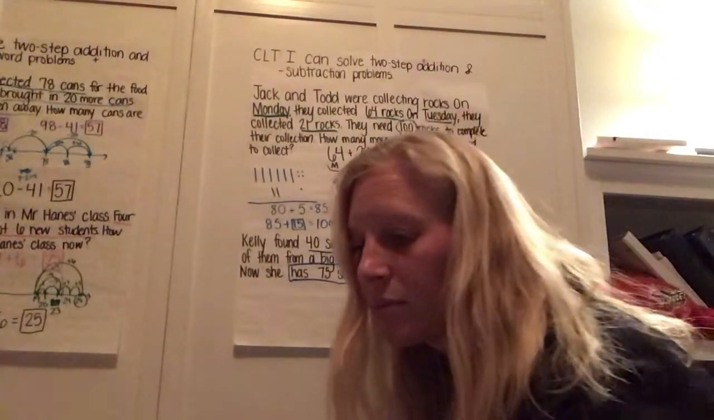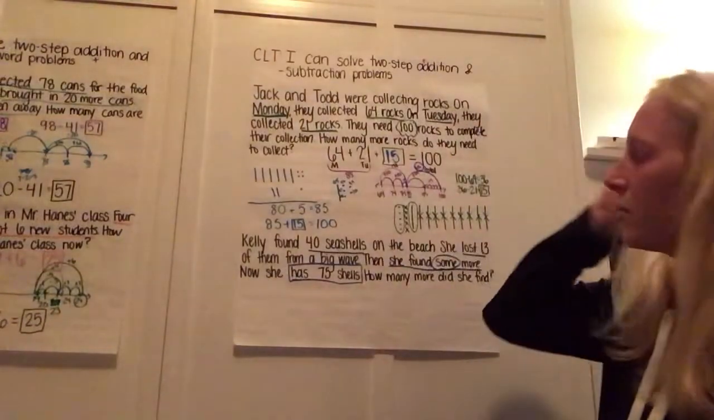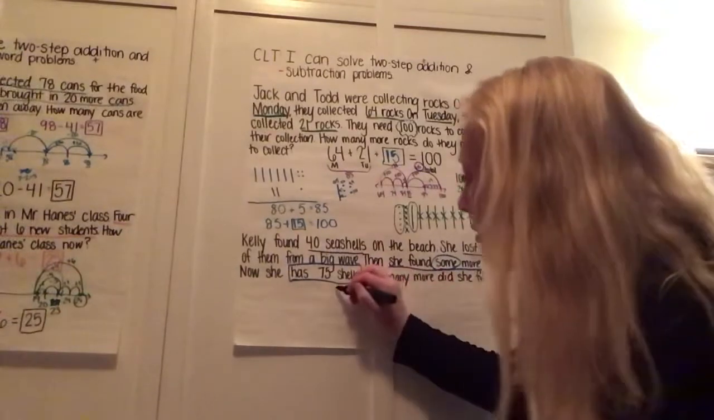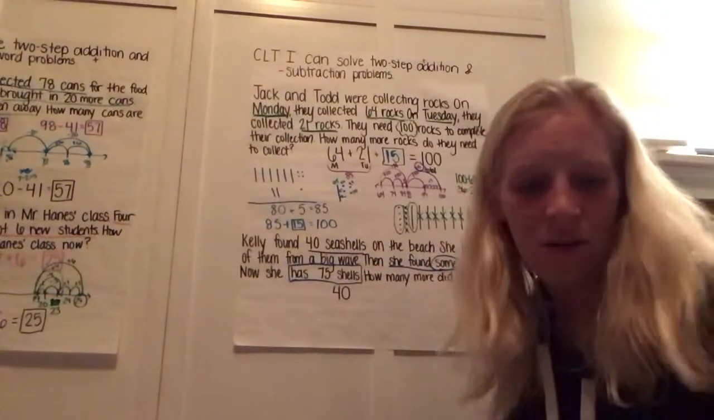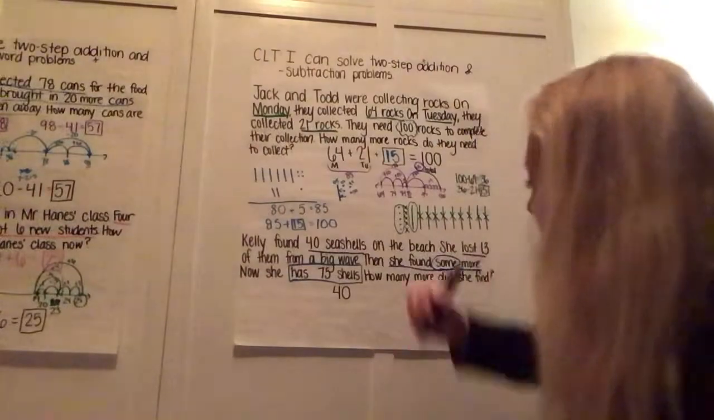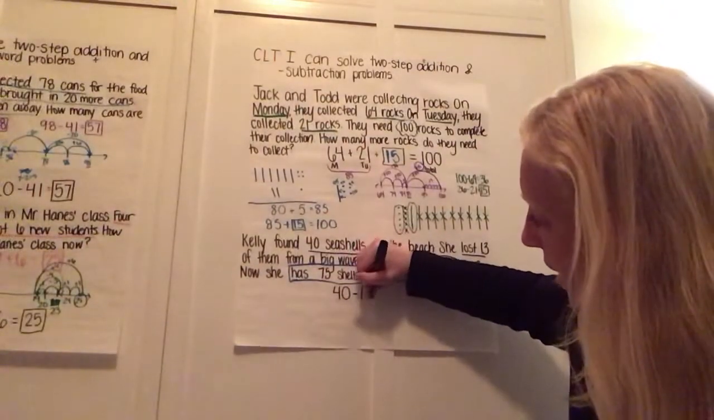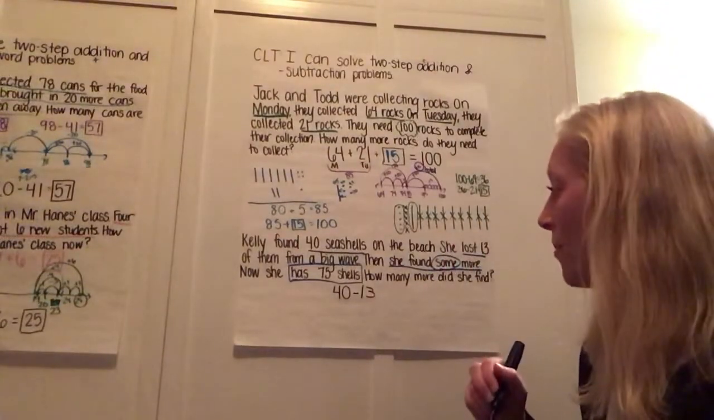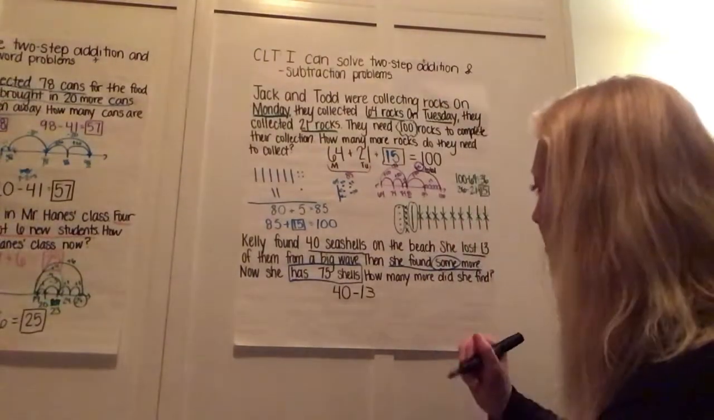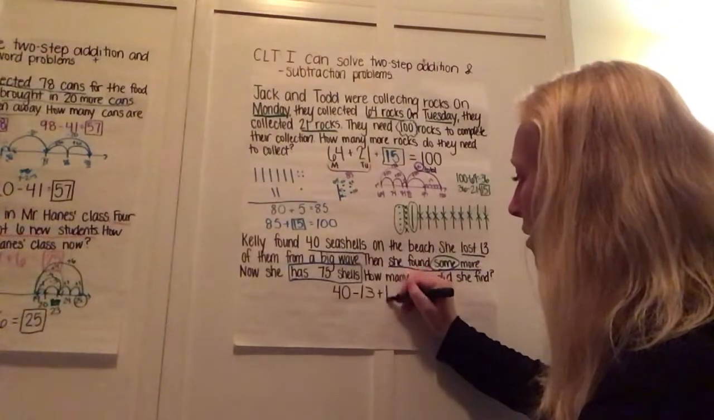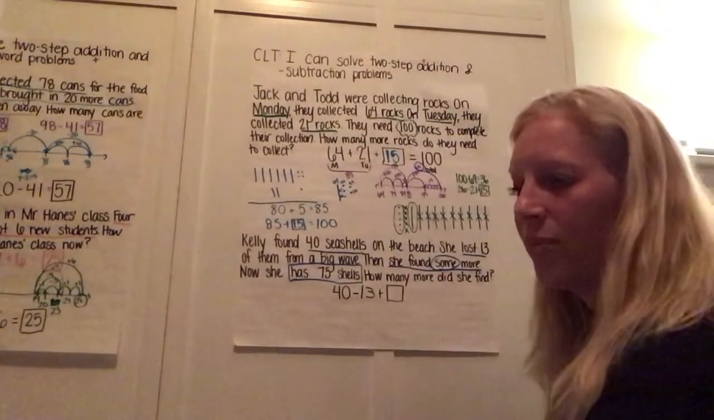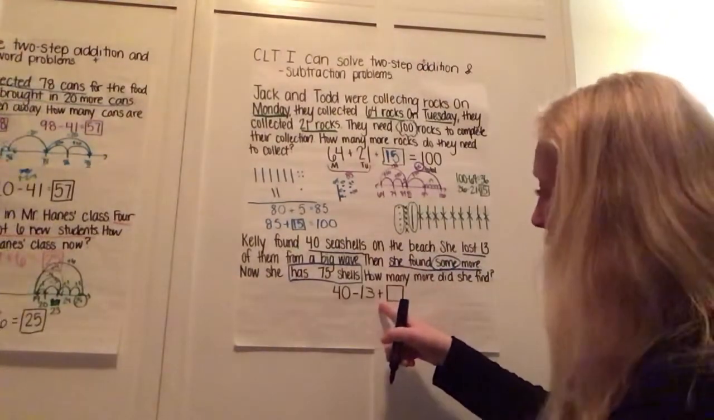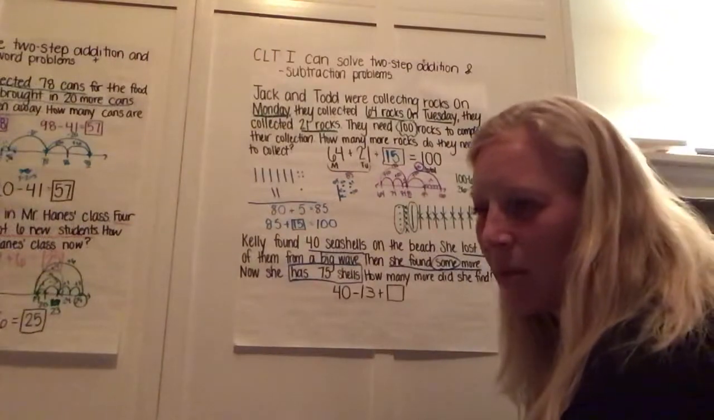All right, friends, let's come together. What will our equation be? What are we starting with over here? 40. What did you do next? Minus 13. Why did you do minus 13? She lost 13 of them in that big wave. What did you put next? Why did you put a box here? Because it says she found, so we're putting that plus, but it says she found some more. Do we know how many some is?